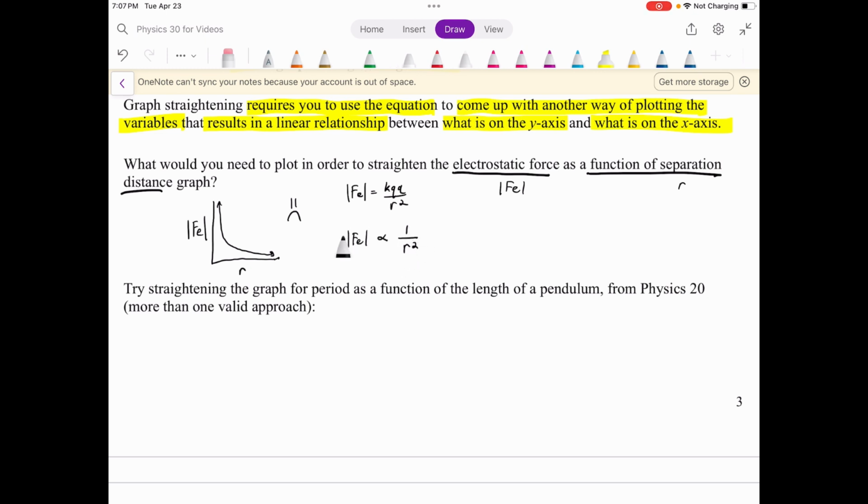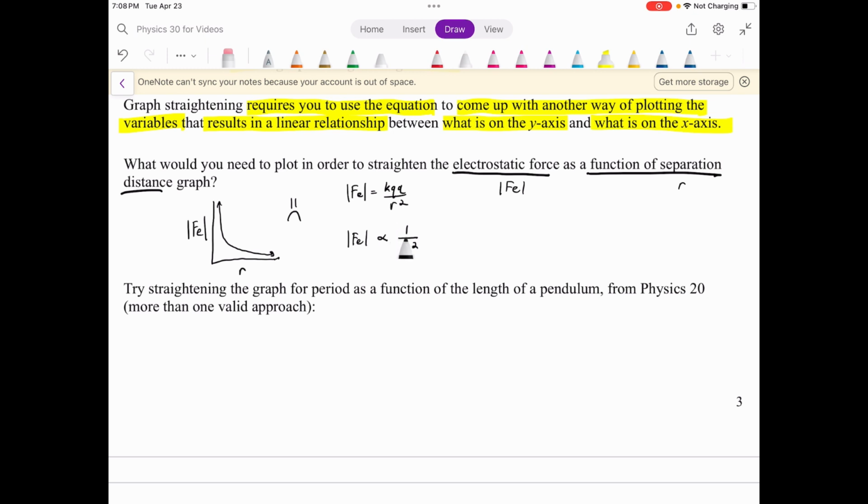Now, writing out this relationship actually tells us exactly what we need to do to straighten the graph. Because we're saying two things here. Yes, we're saying that the electrostatic force is inversely proportional to R squared, meaning that Fe as a function of R would give us this inverse square graph. But notice, we're actually saying something else. We're saying that the electrostatic force is directly and linearly proportional to 1 over R squared. I know that's a little bit weird to think about, but look, right?